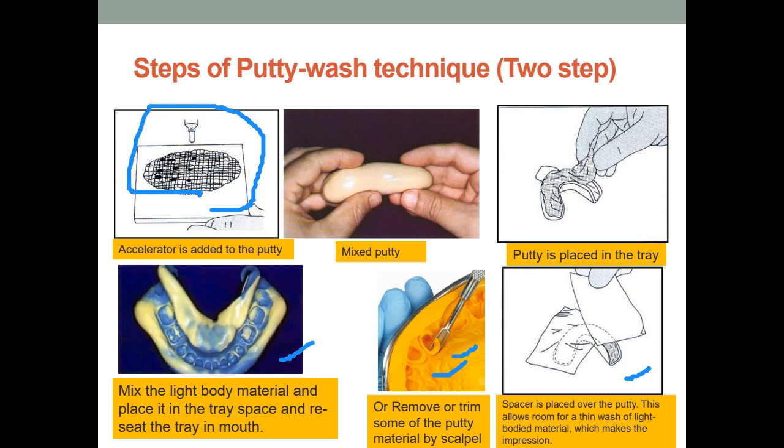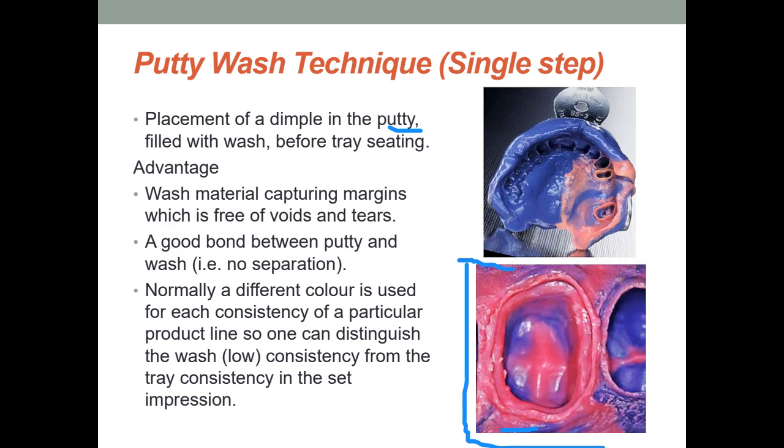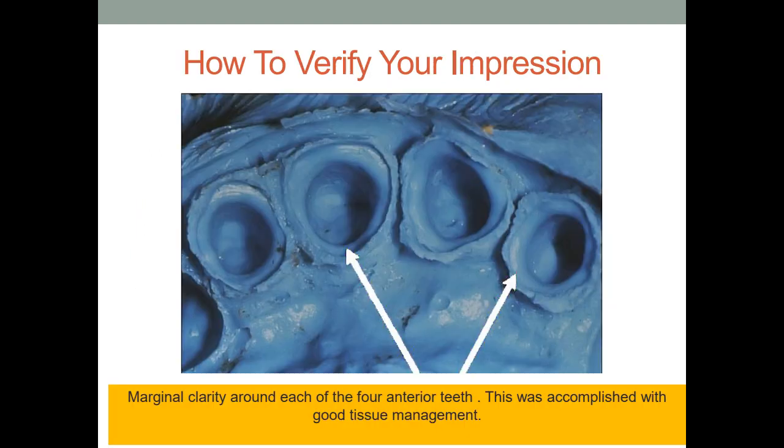Then it is very important to verify your impression. If you see this impression, these are the fine details which are being recorded in the impression. If you see clearly, this is a very thin area which is being recorded beyond the margin. If you see, this is the margin and this is beyond the margin. So that's why the tear strength of the material is also required, and it is very important to record this area.